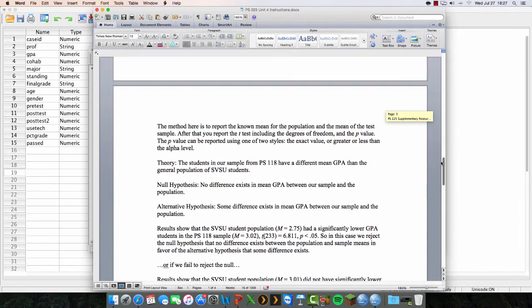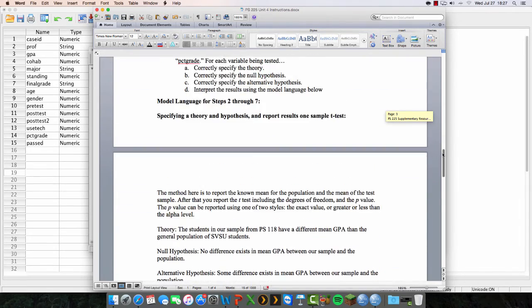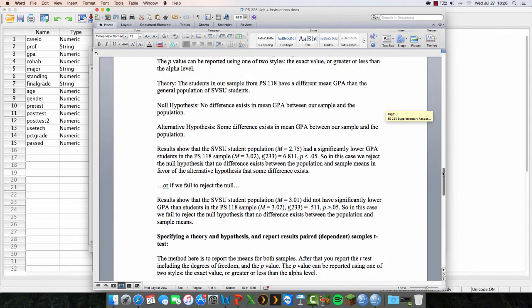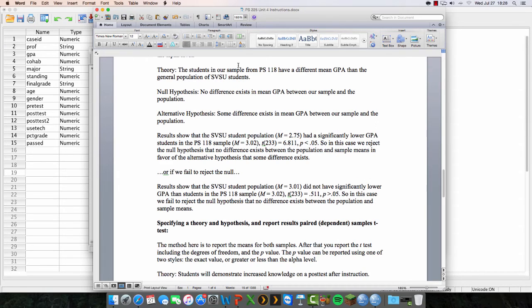So, let me drag over the unit instructions, and I'll scroll down to the model language and give you a peek at what I'm talking about, where we have to plug things in. So, there's a theory right here that I was talking about. The students in our sample from PS 118 have a different mean GPA than the general population of SVSU students. The null hypothesis, no difference, exists in mean GPA between our sample and the population. The alternative hypothesis, some difference exists in mean GPA between our sample and the population.